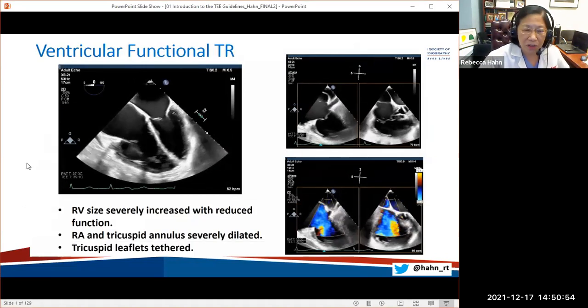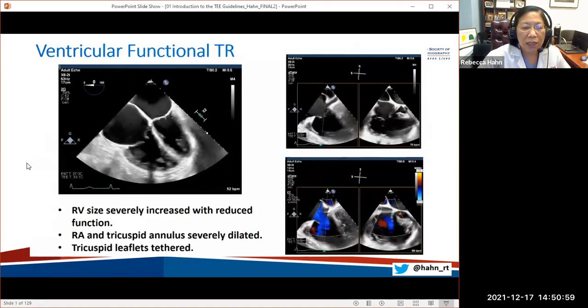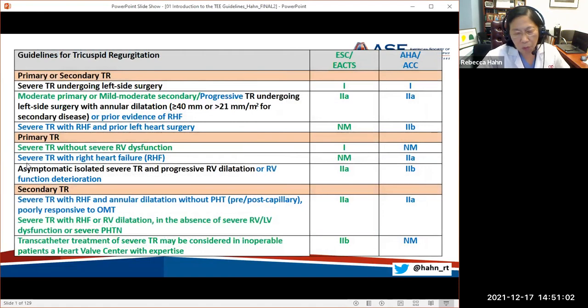But leaflet devices like the TEER devices might be just fine, or transcatheter replacement devices. So learning about the morphology becomes super important, and not only for decision making as far as devices, but obviously for our guidelines. Our guidelines separate out patients with primary or secondary disease, and then also look at right ventricular size, right ventricular function, pulmonary hypertension, whether or not it's pre or post capillary. Most of the criteria are roughly the same.